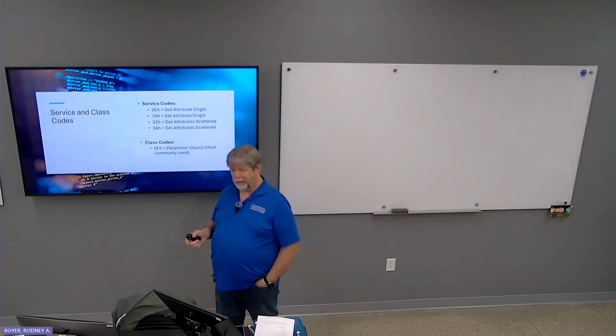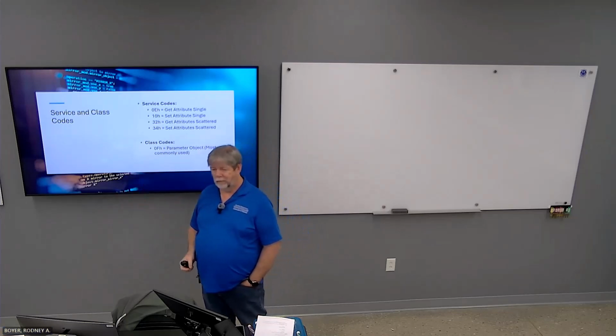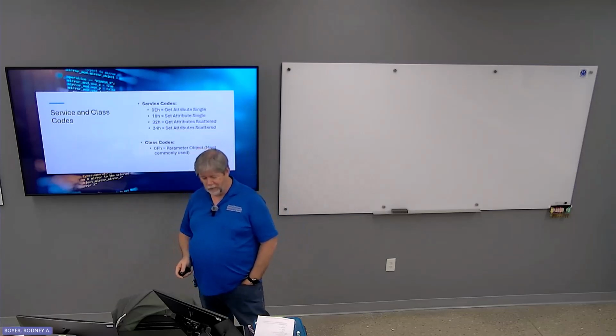32 hex is get attributes scattered. You can actually say, hey, I want to know what the value is of parameter 2, 7, 3, whatever. And then 34 hex is set attributes scattered. So you can say, hey, I want to set attributes 2, 3, 7, and whatever. Okay, that's the difference.